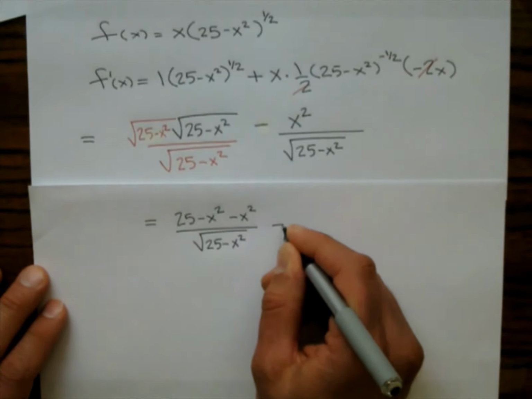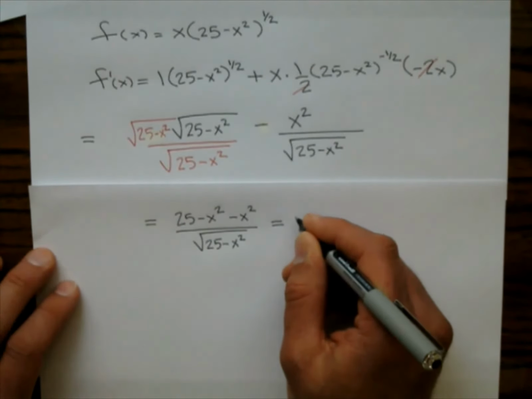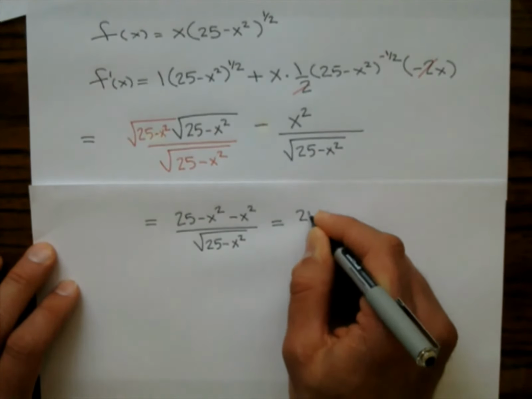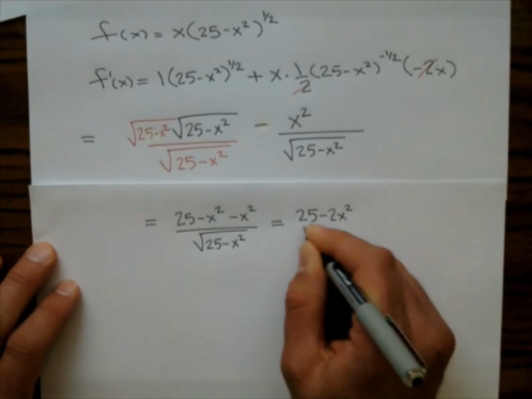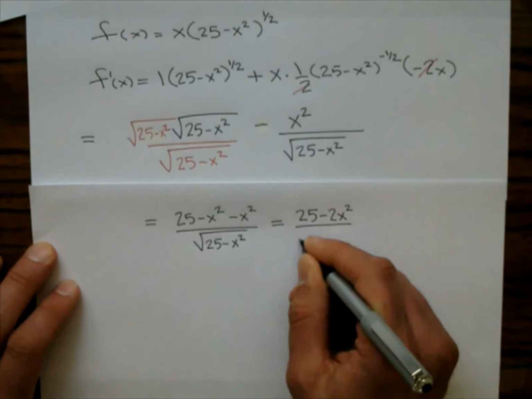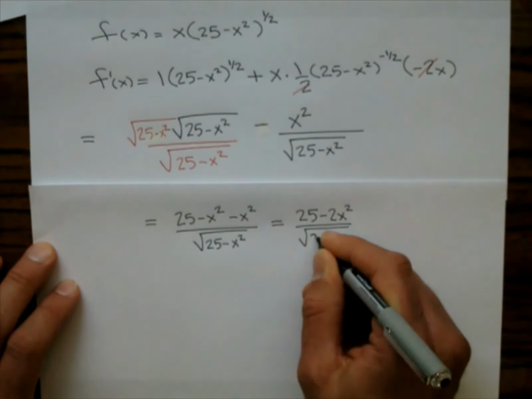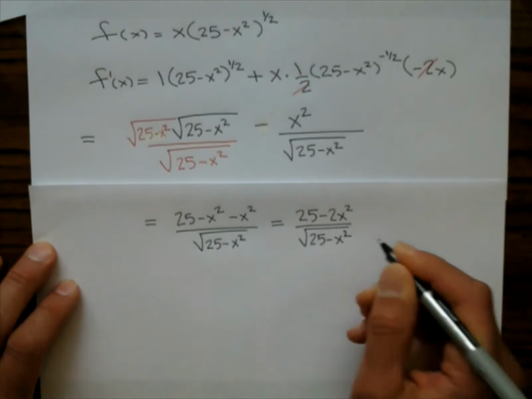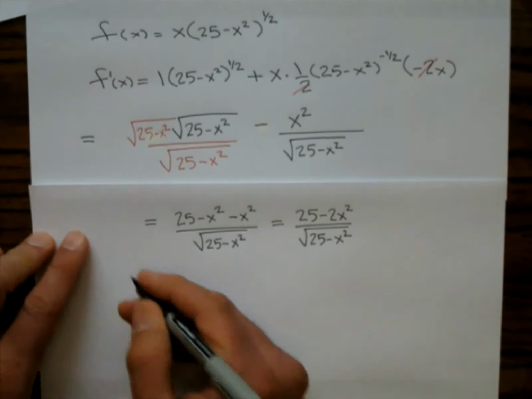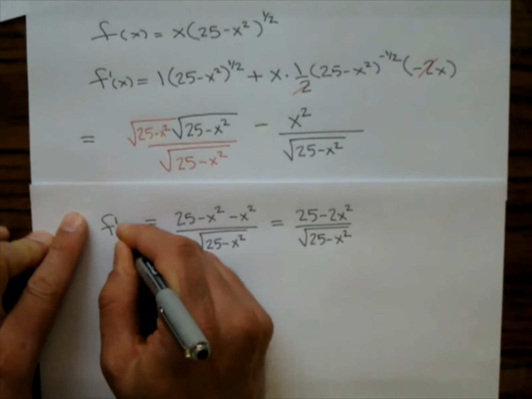What does this thing become? This thing becomes 25 minus 2x squared, all over the square root of 25 minus x squared. Okay, so that right there is the first derivative.